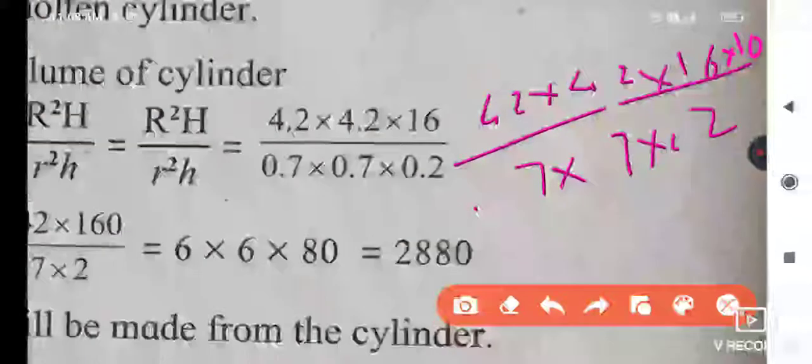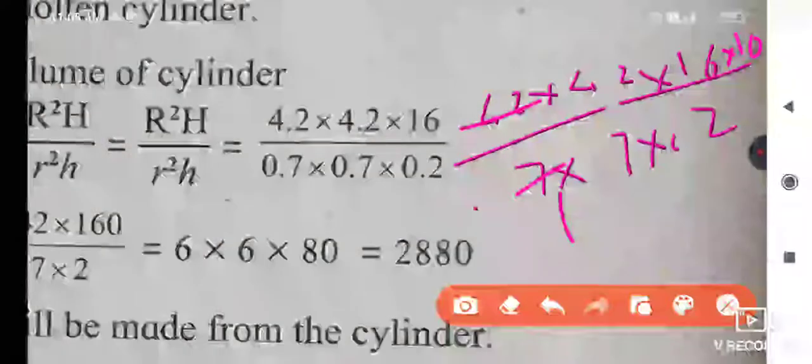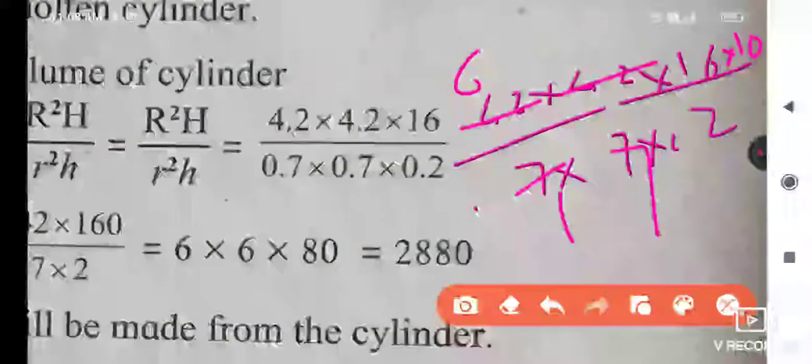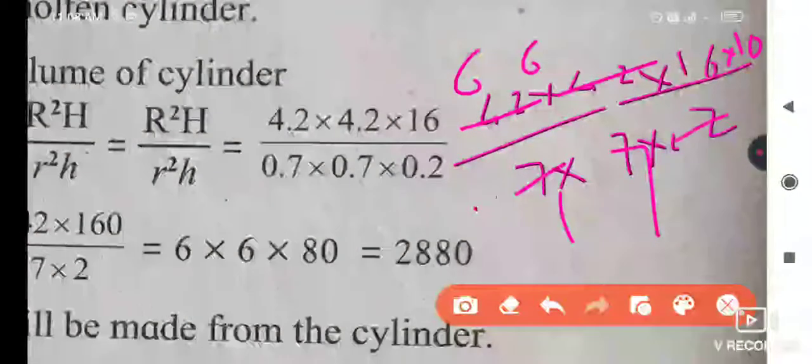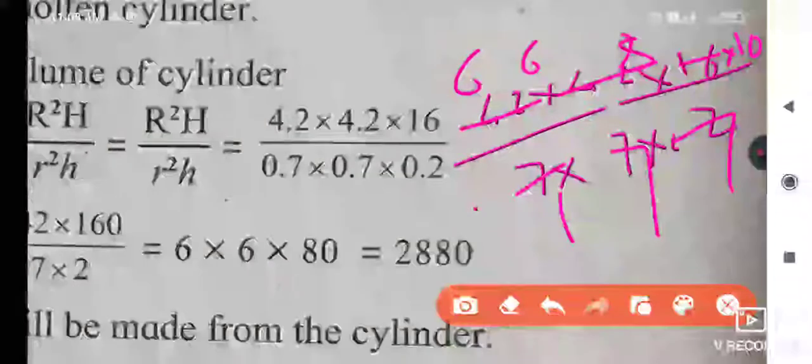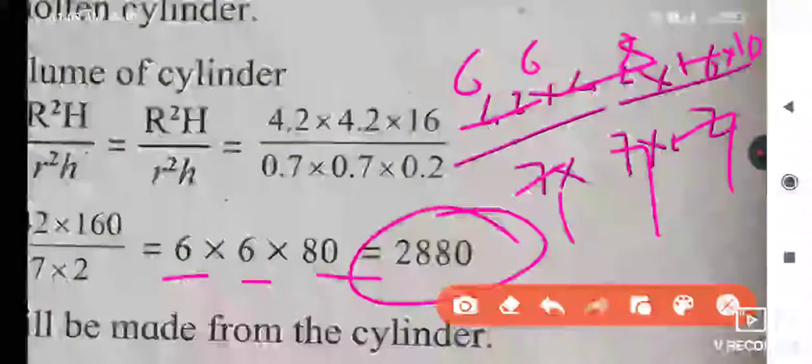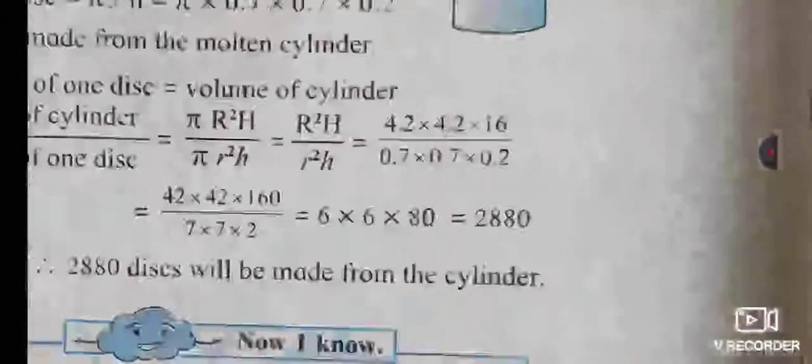Okay, so here 7 1s are 7, 7 6s are 42, 7 1s are 7, 7 6s are 42, and then what remains here? 2. 2 1s are 2, 2 8s are 16, and into 10. So 6 into 6 into 8 into 10s is 80. If you do the multiplication, you will get 2880.